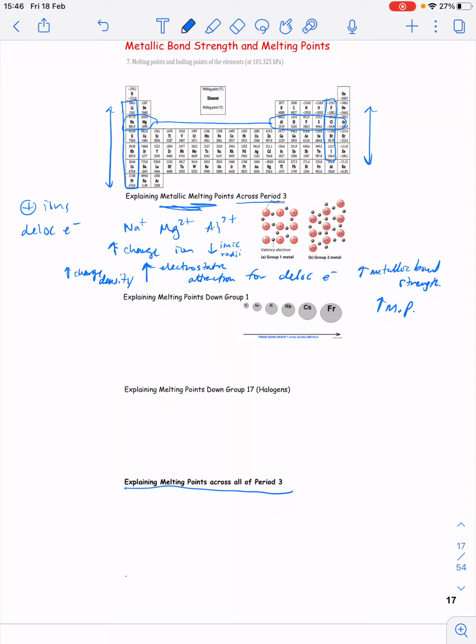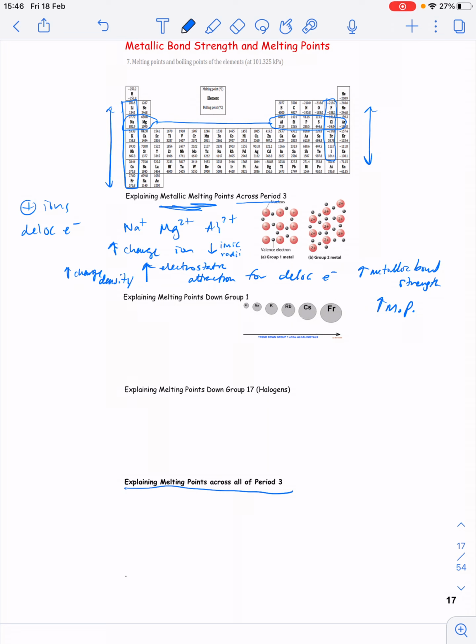It's very similar to the concept of lattice enthalpy, where the attraction between ions is increased as we get more charge density, so higher charge or smaller ions, or a combination of both. Same idea here for metallic bond strength.